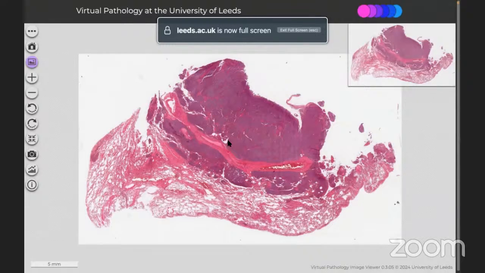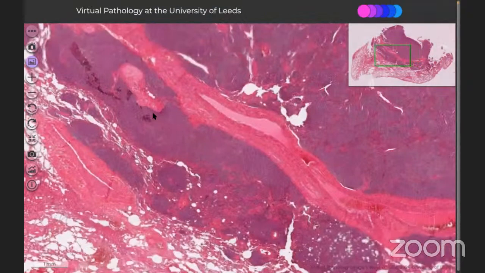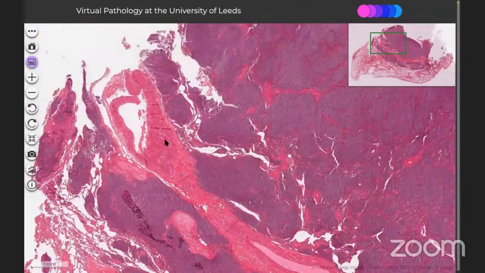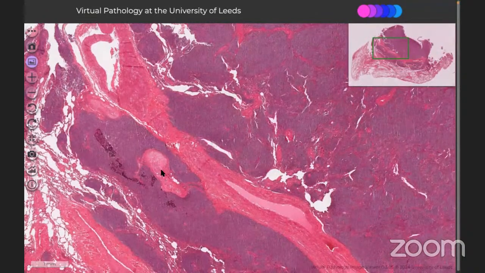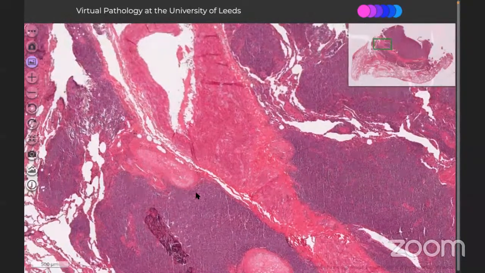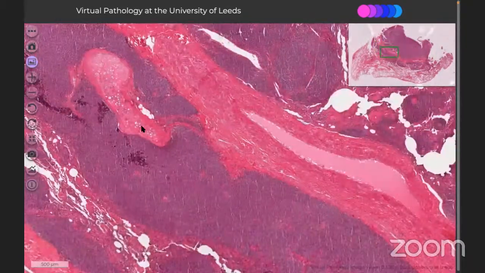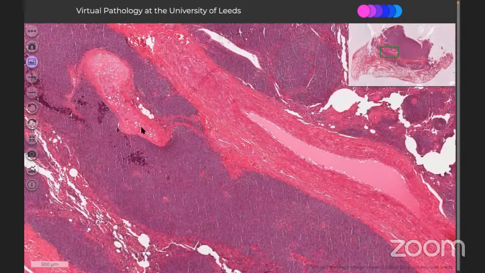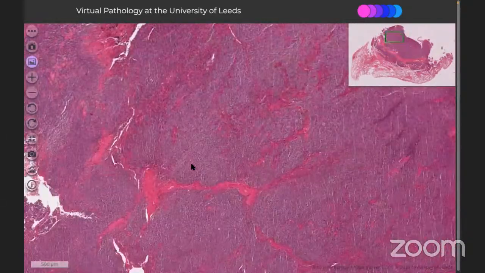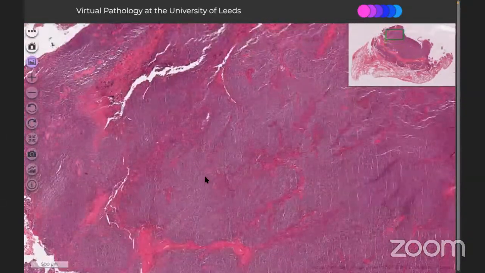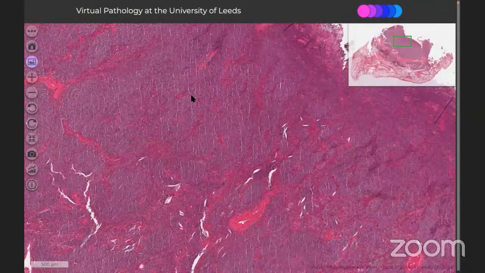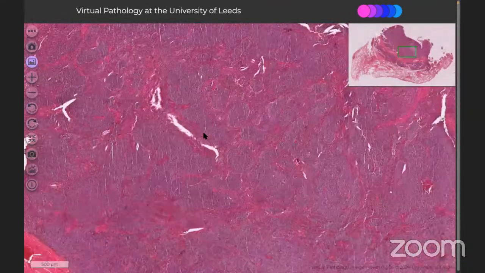And if you go on the higher power, we can see that this lesion has a kind of nodular appearance. This is a blood vessel, and this is a cartilage, which designates that the lesion has a kind of central airway disposition. Okay, and the lesion is lobular in appearance, and the lobules are separated by fibrovascular septa. Okay, so this is how the tumor is.